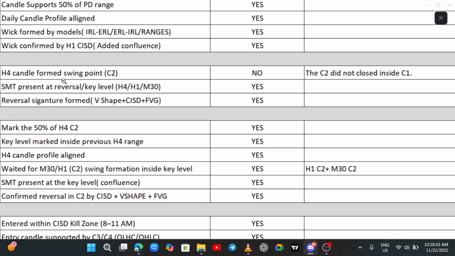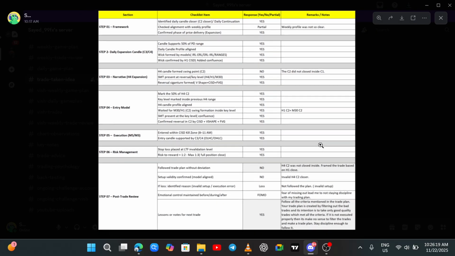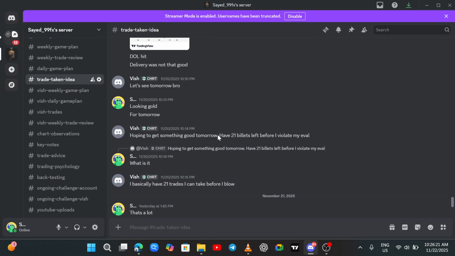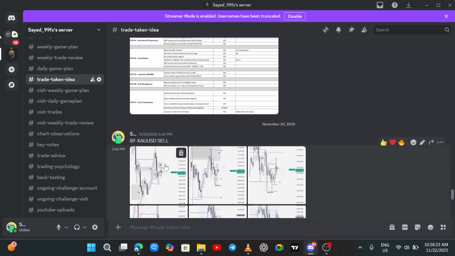I forgot to check the H2 candle swing formation, C2. The C2 did not close inside C1. So this is the major criteria because we are trading the H4 expansion. So I need the C2 closer, but I anticipated the trade from the H1 swing point. So I'll show what was the thought process behind it.